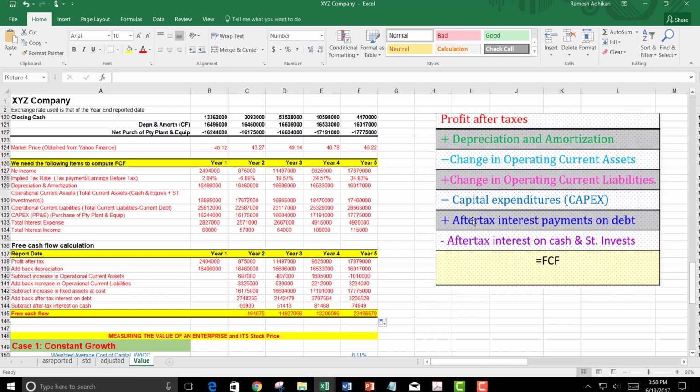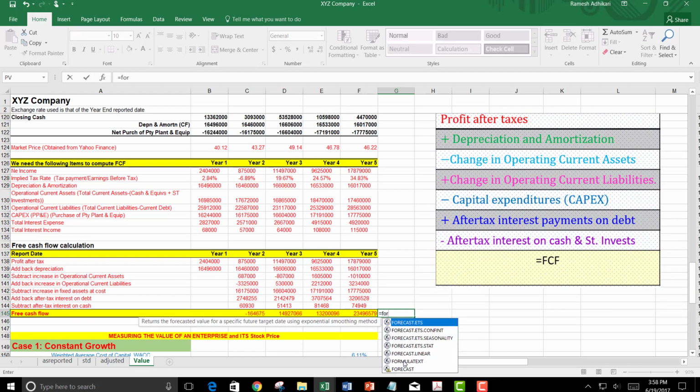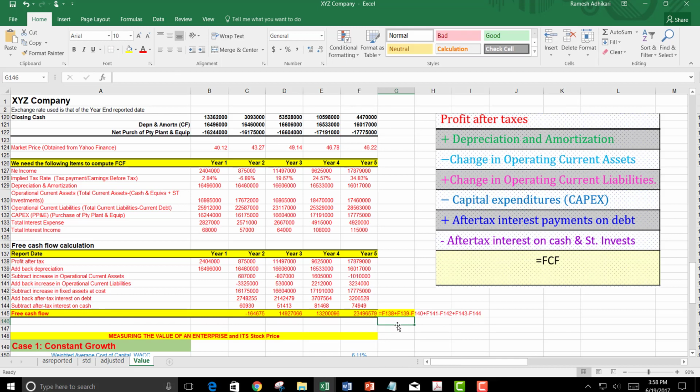So if you want to see the formula, I'm going to show you the formula here. Formula text. All right, so this is how you compute the free cash flow for year 5, 4, 3, 2. Again, I want to make this clear. Year 1 means prior year, and years 2, 3, 4 are increasing: 2010, 11, 12, 13, 14 or something like that. All right, I hope this makes sense.